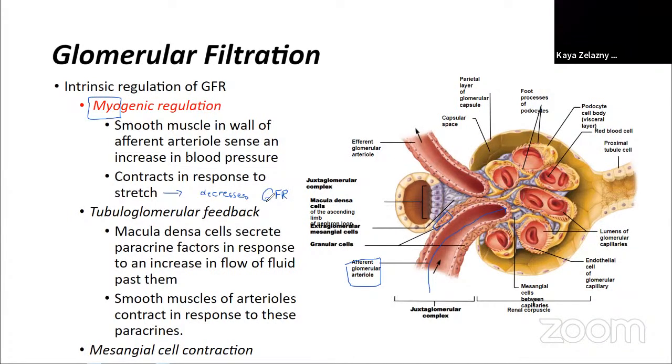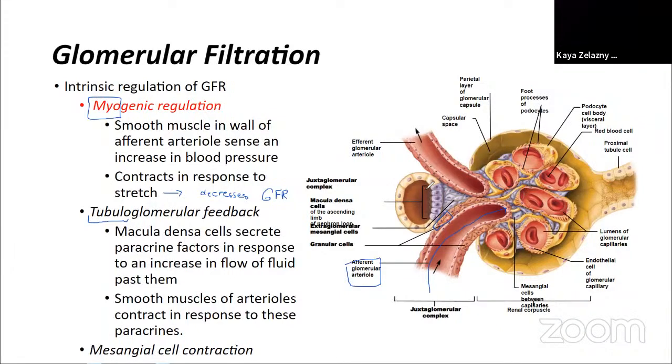Our second method of intrinsically regulating our glomerular filtration rate is something called tubuloglomerular feedback. So this should tell you that it has something to do with the tubes. Here we mean essentially the ascending limb of the loop of Henle or the distal tubule. Basically the end part of our nephron neighbors the beginning part of our nephron, right? We loop back around, so the end and the beginning are kind of touching.